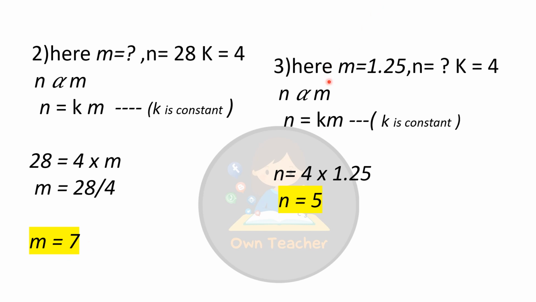The next example, m is equal to 1.25. Then find out the value of n. And here the value of k is equal to 4. n is directly proportional to m. n is equal to km. k is constant. So n is equal to value of k is 4 and value of m is 1.25. After multiplying, we get the value of n, that is 5.